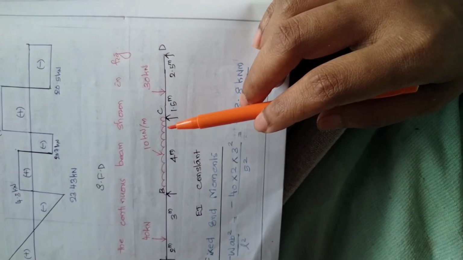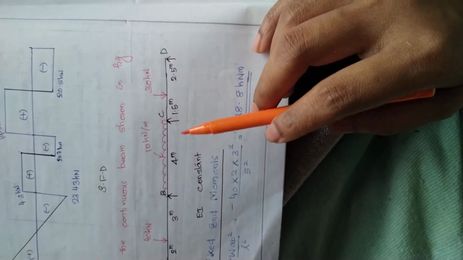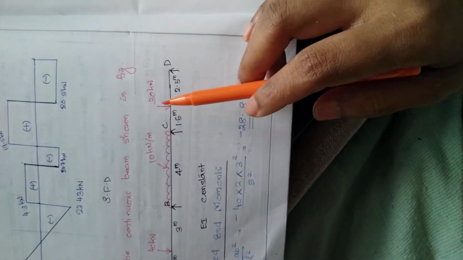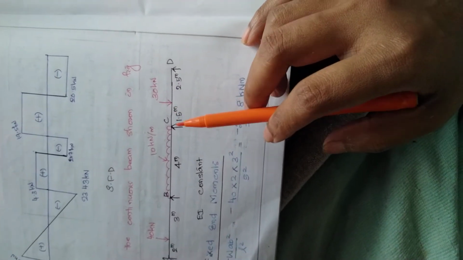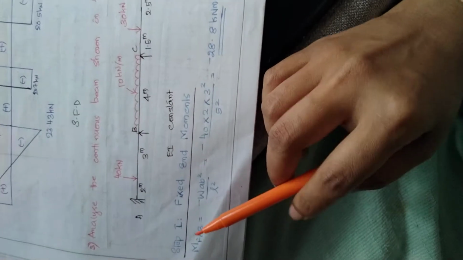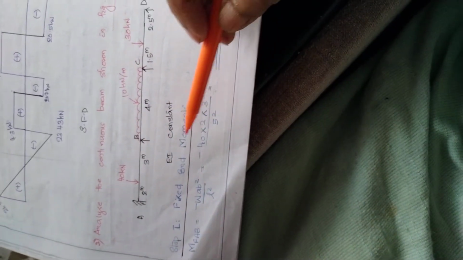BC is carrying a load of 10 kilonewton per meter over a span length of 4 meter, and CD is carrying a load of 30 kilonewton at a distance of 1.5 meter from A. So the first step for this condition will be to find out the fixed end moments. So first step is, as usual, find all the fixed end moments.